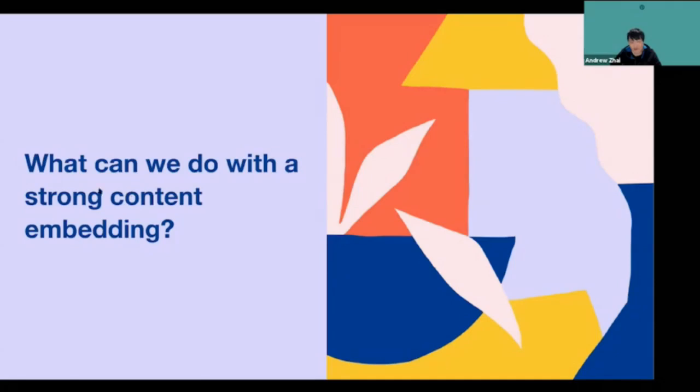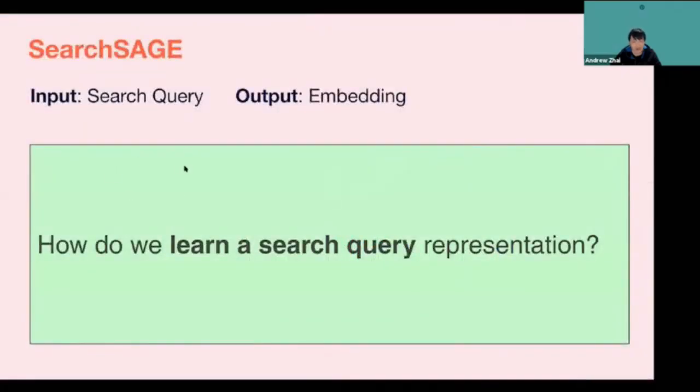Essentially, what can we do now that we have a strong content embedding? Let's look at search queries first. The problem statement here is that given a search query, which is a text input, we want to produce an embedding. What does this mean actually? How do we learn this representation to be meaningful?